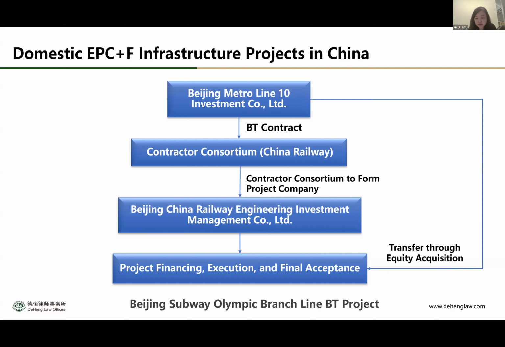And it happened right after the completion. So there's no operation, not like a normal PPP project, like a BOT project, where there will be like 20 or 30 years of operation. So I would say its main purpose is financing. Also, for BT projects, there are benefits like the guarantee of the completion of the project. But basically, in the end, the true project owner acquires the equity of the project company to complete the transfer.